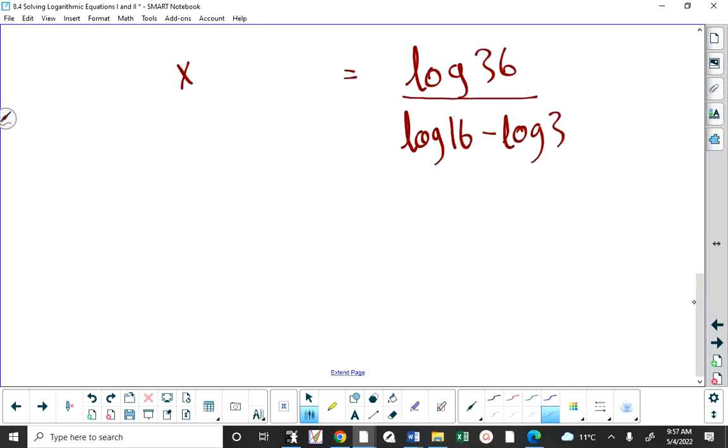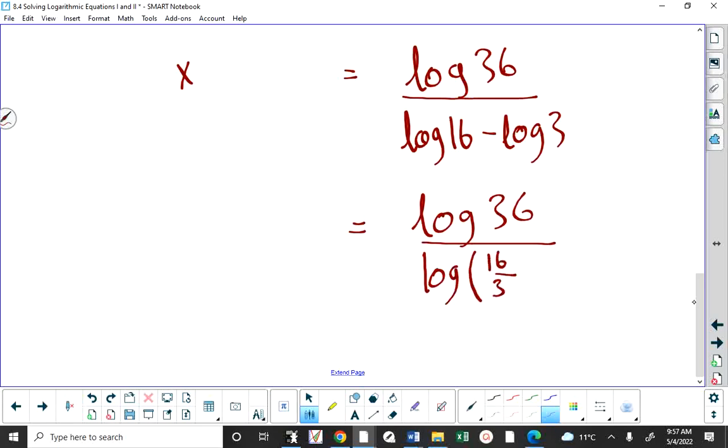I would answer it by saying if you did, and it may be on an exam that they write log of 16 thirds, because a difference of logarithms is the logarithm of the quotient. But that's a little clunky, but it's still right.